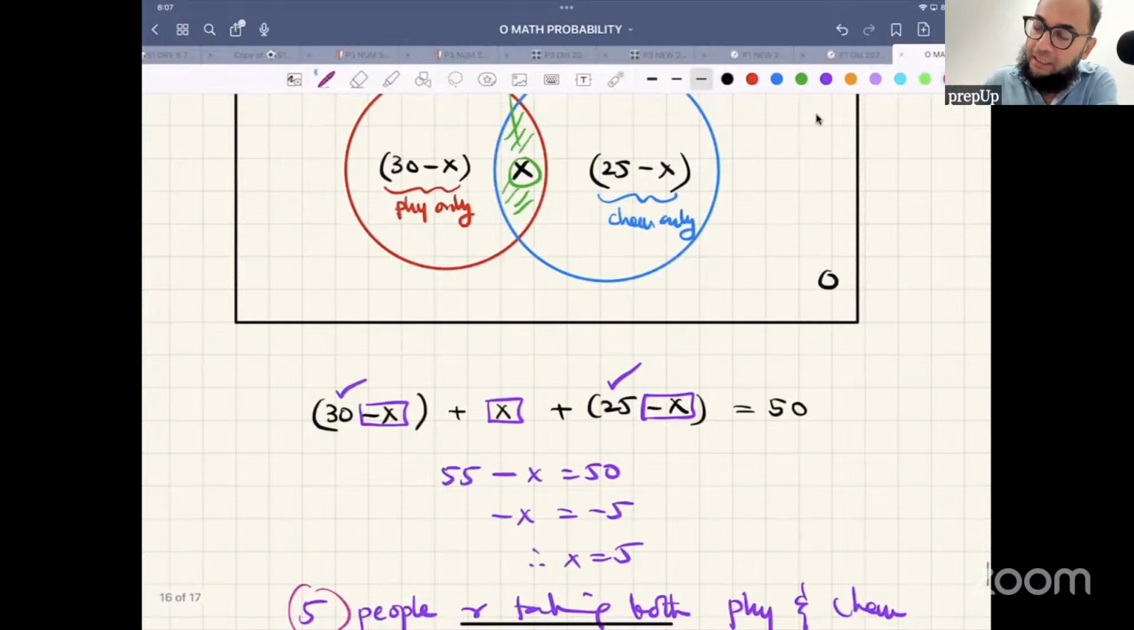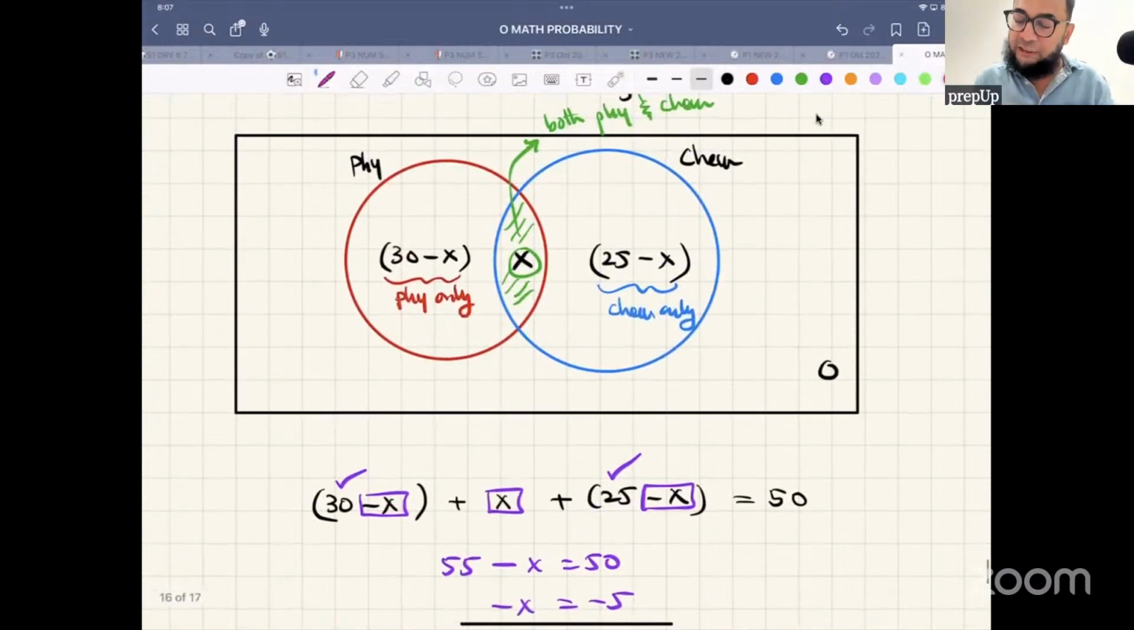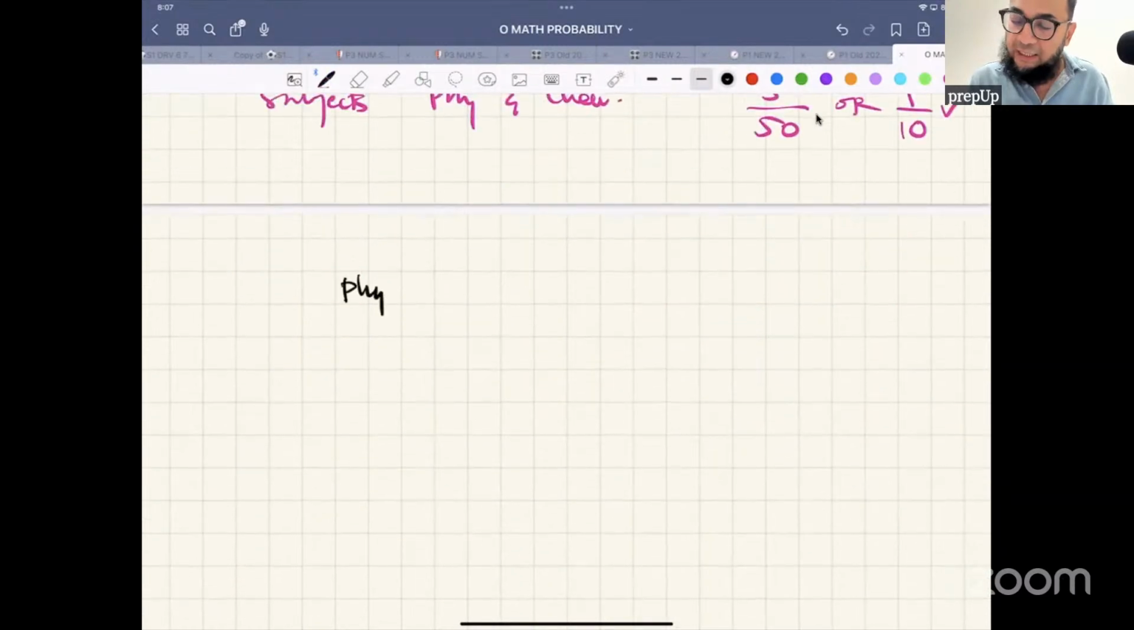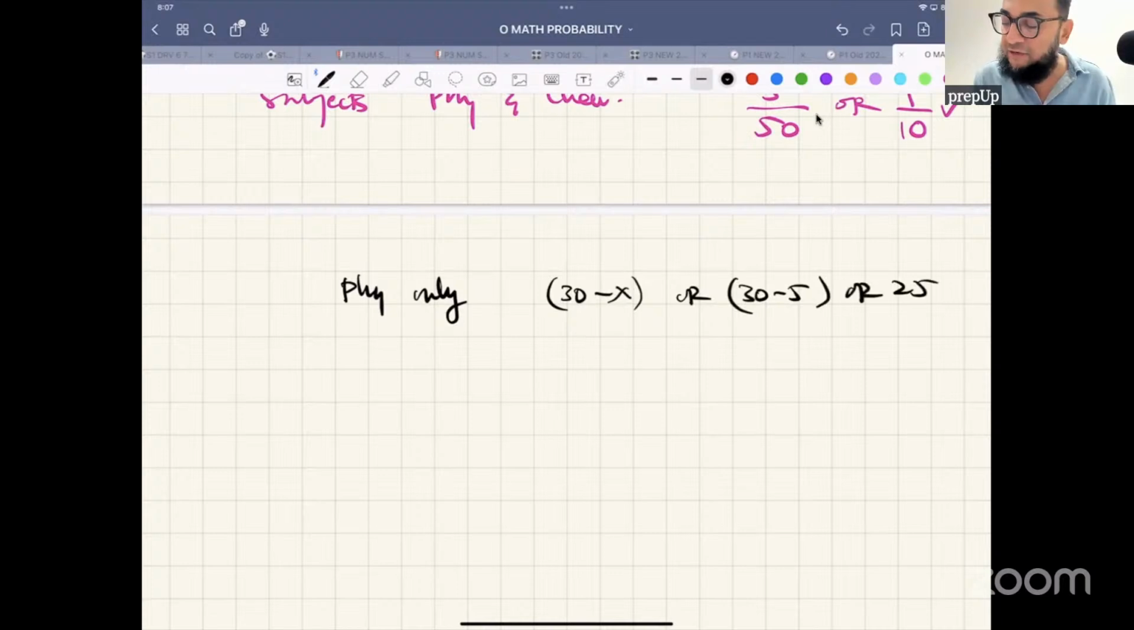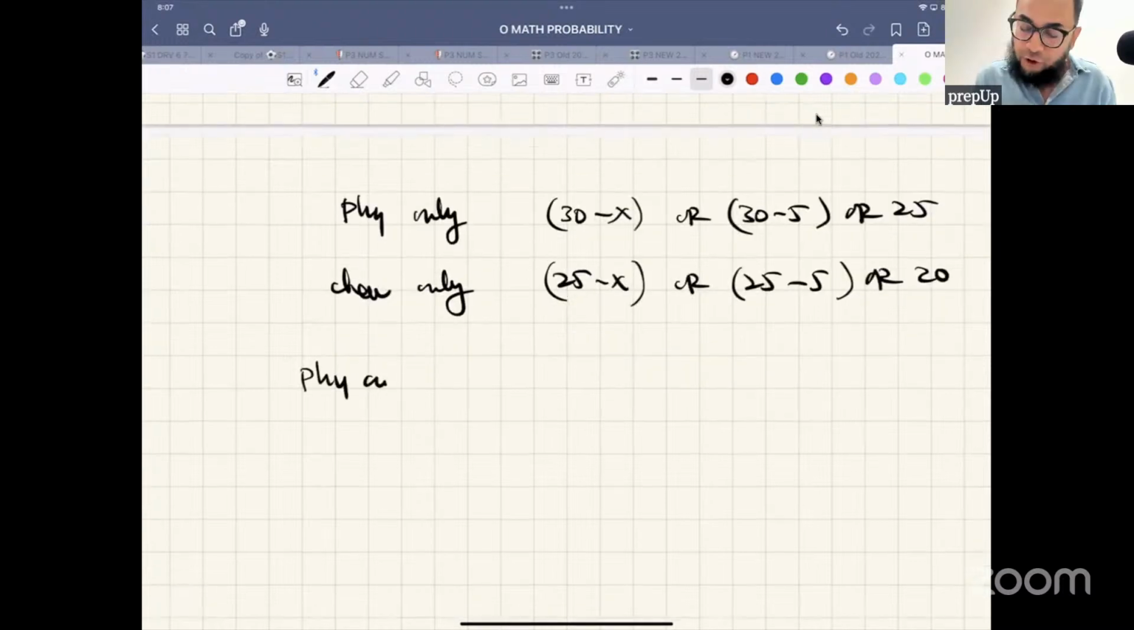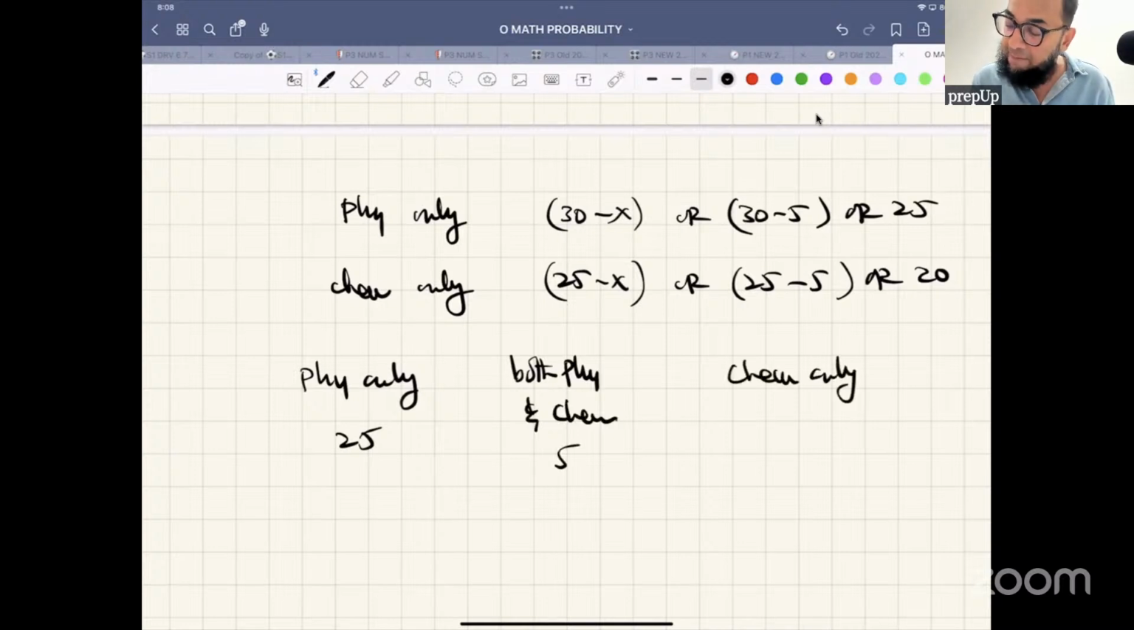If they ask me, how many people study physics only? So physics only is 30 minus x. So let me write over here, physics only is 30 minus x, which is 30 minus 5, which is 25. And chem only is 25 minus x, which is 25 minus 5, which comes out to be 20. So physics only, that is 25. Both physics and chemistry, that is 5. Chem only, that is 20.